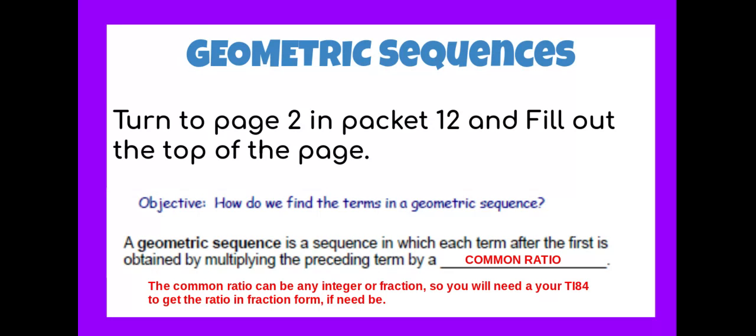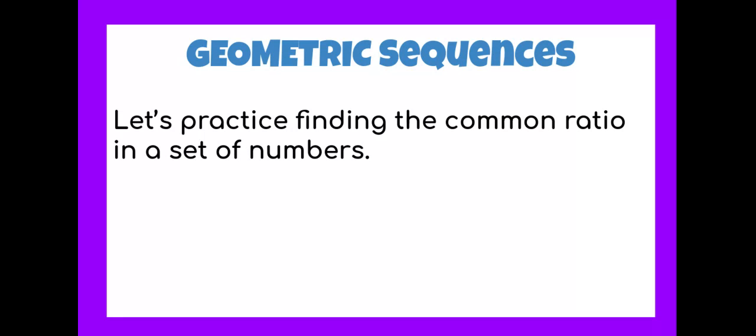The common ratio can be any integer or fraction, so you'll need your TI-84 to get the ratio in fraction form if need be. Some of you are going to be able to see it right away, but some of you will definitely need the help of the calculator. So what we're going to do is we're going to go underneath this and we're going to find the common ratio of each set of numbers.